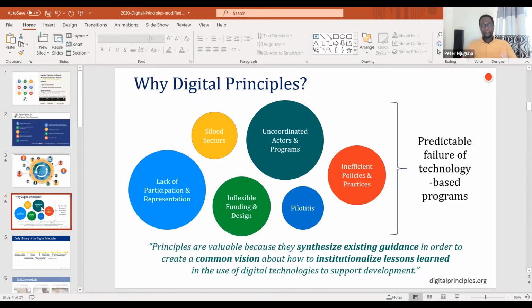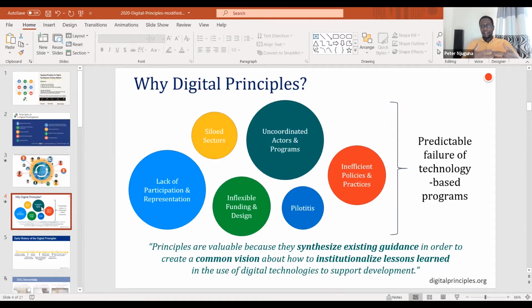So there was a problem and a question on how proof of concept, testing, and pilots should be carried out in a model that would guarantee scale after the end of the pilot period. There was also a problem of uncoordinated actors and programs. So there was a question of having guidance on how to coordinate actors in the development space.